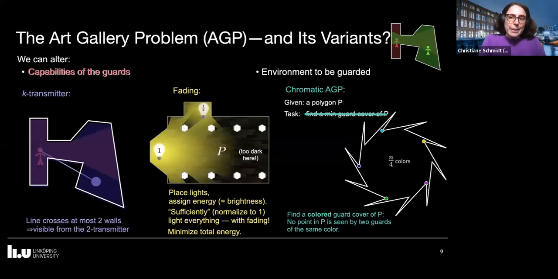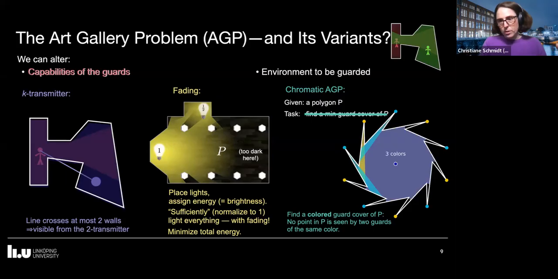But for chromatic, we don't care about how many guards we use, so we can do way better. What we would do here is we just use alternating colors for guards at the top of the spikes. We use 2 colors, and then we can use 1 more guard for the center body, and we would use 3 colors instead of the n/4. We have n/2 plus 1 guards, but way fewer colors. So there are these different capabilities of the guards that we can look at, and there are quite many more. But this is one thing that we can alter.